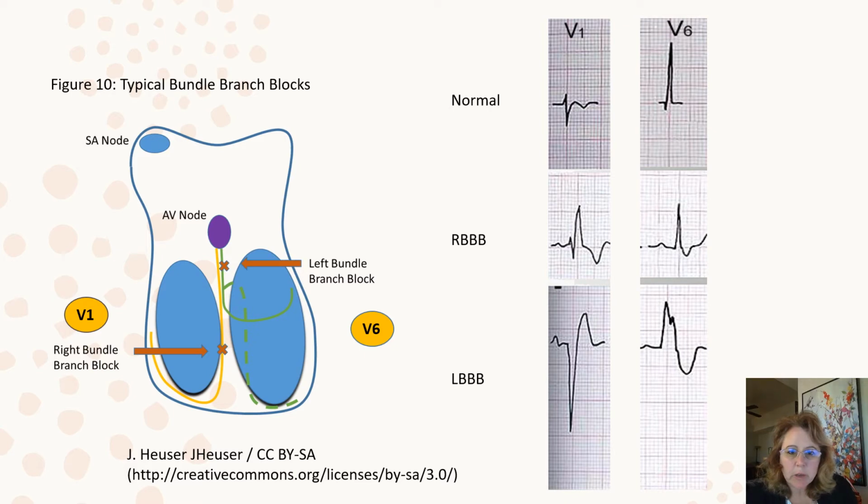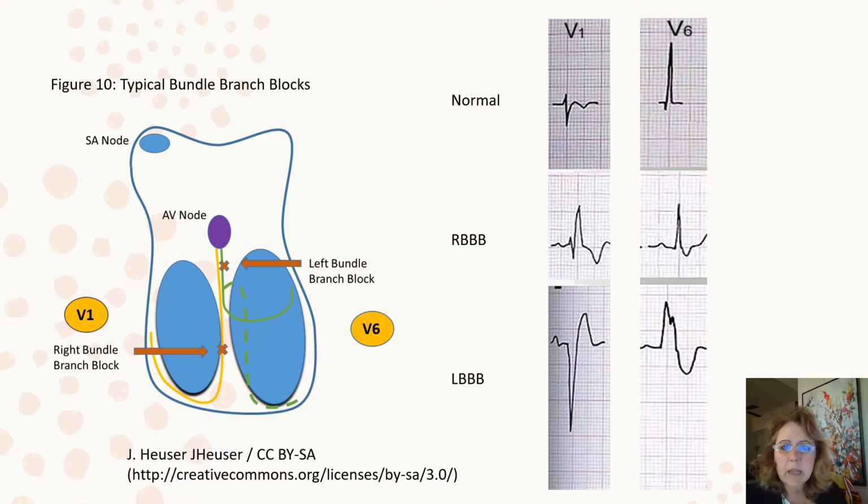Okay, so when we look to see if there is a bundle branch block, we look at three key leads, and you'll need to write this down on this slide because I don't see it there. We look at V1, V6, and lead 1. We'll talk about lead 1 in a minute, but I want to talk to you about why we are looking at leads V1 and V6.